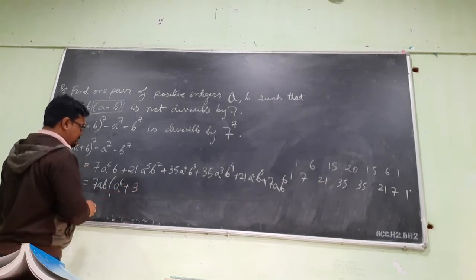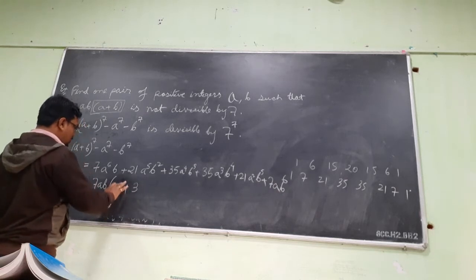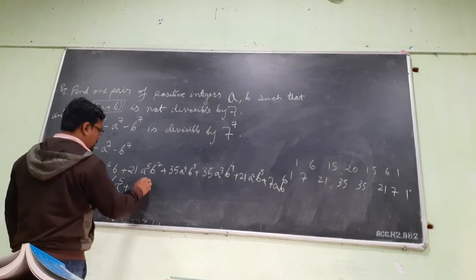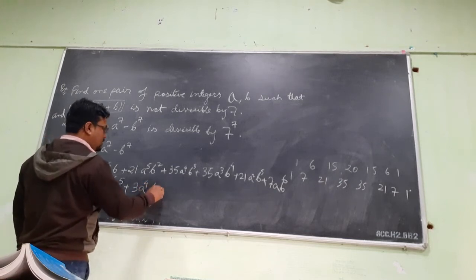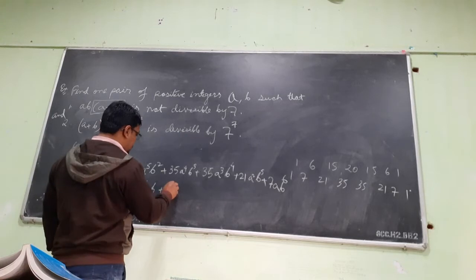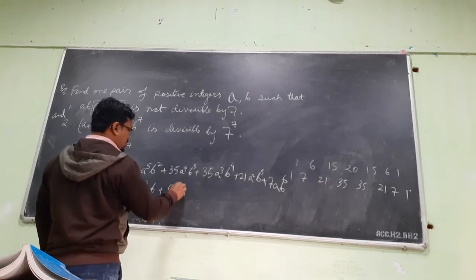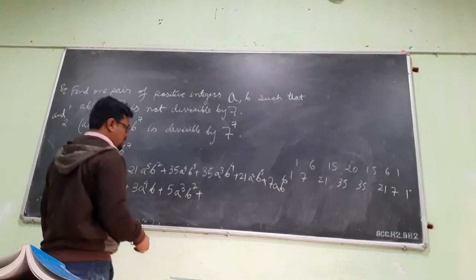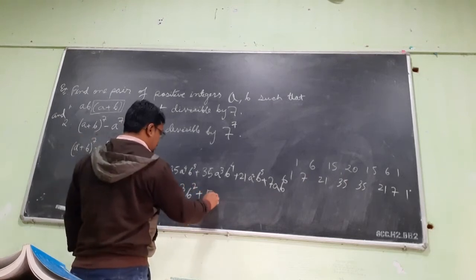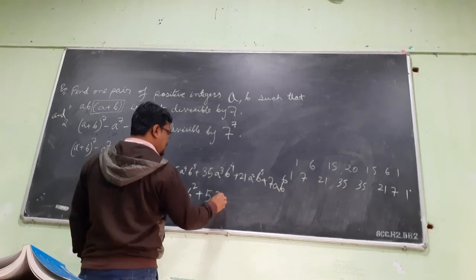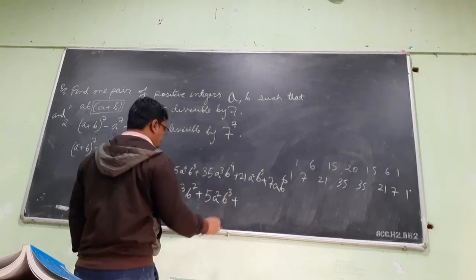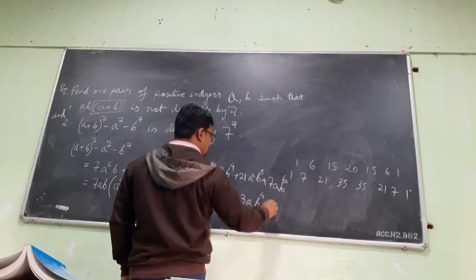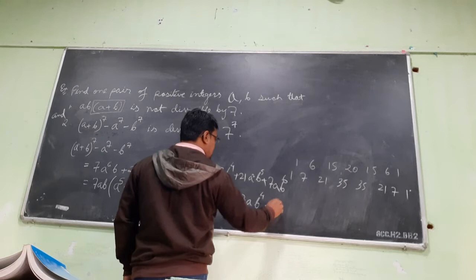3 a to the power 5. This is a to the power 5 plus 3 a to the power 4 into b plus 5 a to the power 3 into b square plus this is also 5 into a square b cube plus 3 into a b to the power 4 plus b to the power 5.